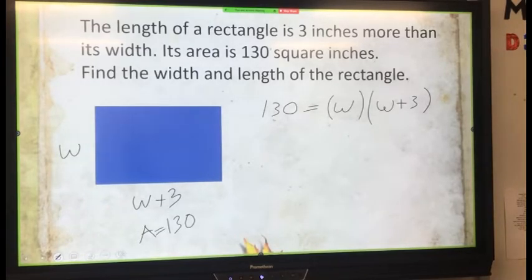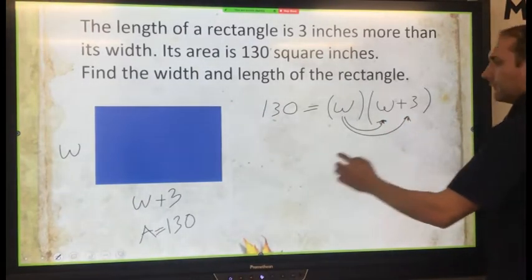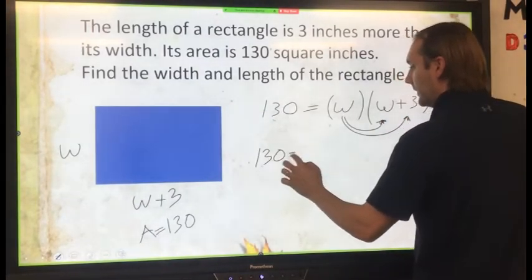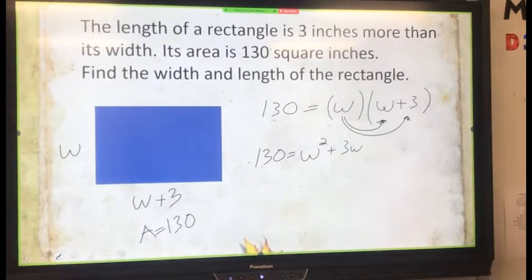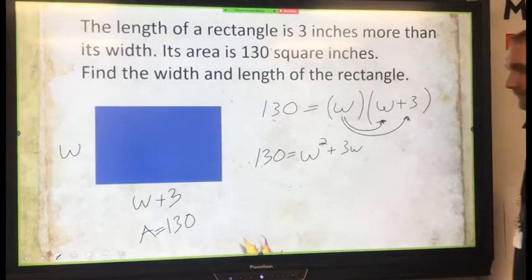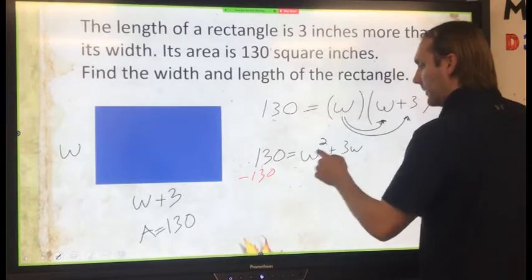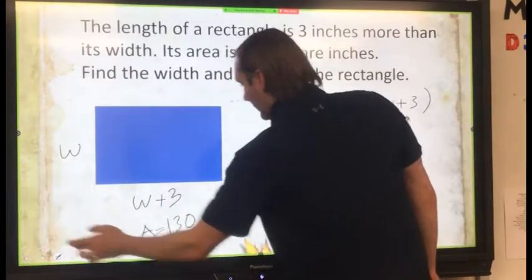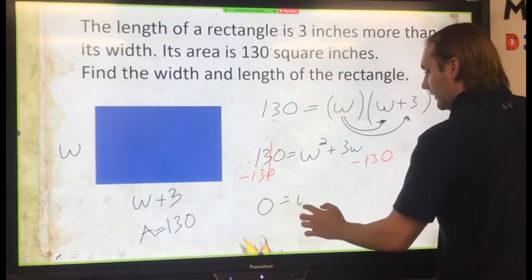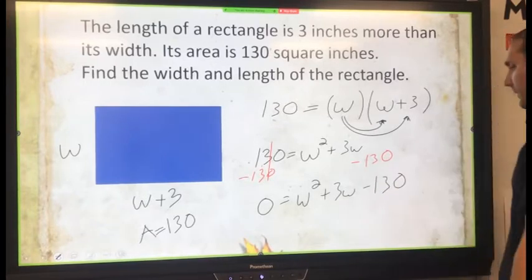And it's going to be solved just the exact same way. So now distribute the W. 130 equals W squared plus 3W. What should you do with all quadratics? Set it to 0. So this time I'm going to move this side over because my square is already positive. So that gives me 0 equals W squared plus 3W minus 130. All right, there's my quadratic.